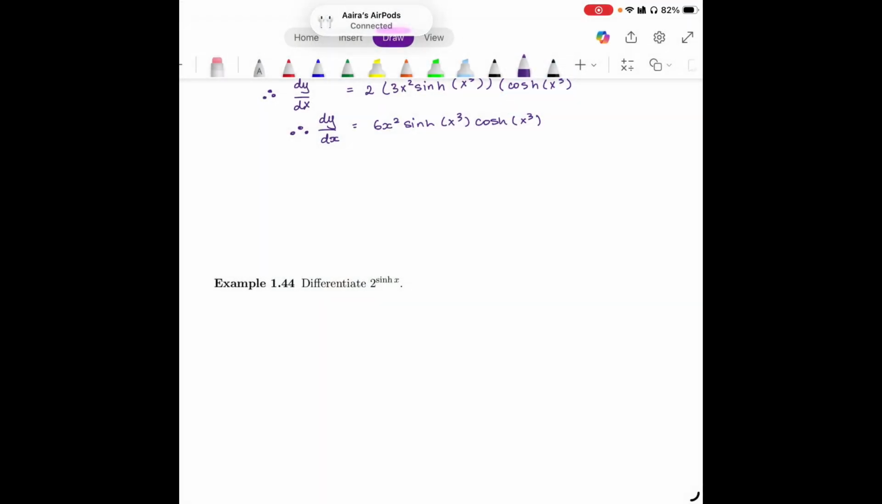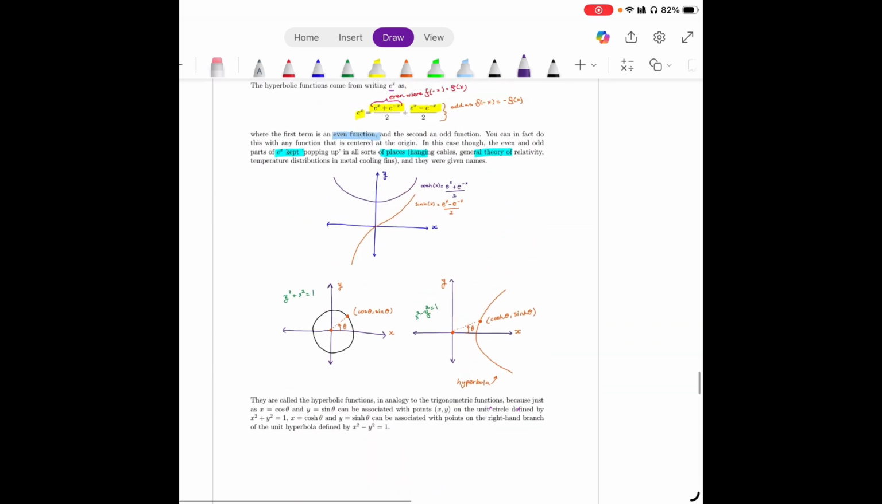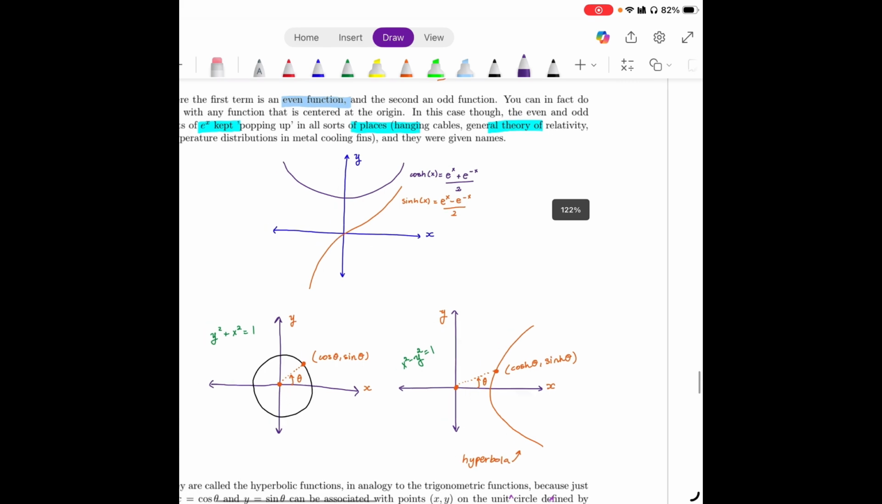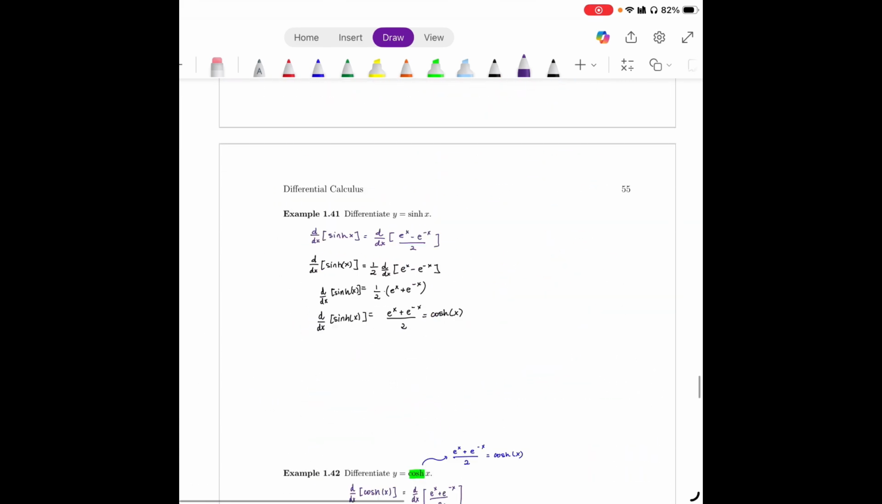Hi everyone. Today we're going to be going through some logarithmic differentiation. This is also in combination with hyperbolic differentiation. Sorry, I've done a few examples over here. There's also the theory of hyperbolic functions as well, but I'll make a separate video on that today.